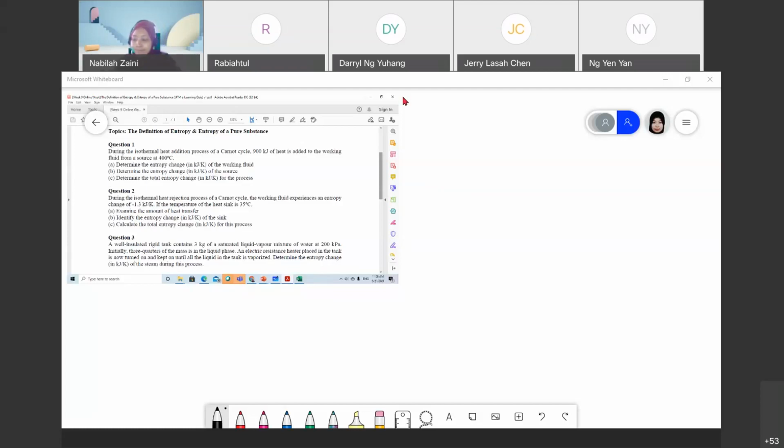Okay, this is very simple questions. Question number one. During the isothermal heat addition process of a Carnot cycle, 900 kilojoule of heat is added to the working fluid from a source of 400. It is easy for you to draw the schematic diagram so that you can imagine the transferring of heat from the source to the sink or vice versa.